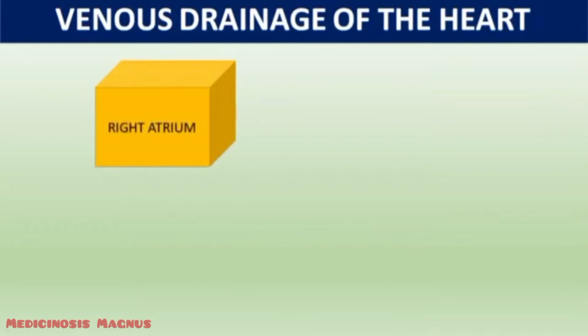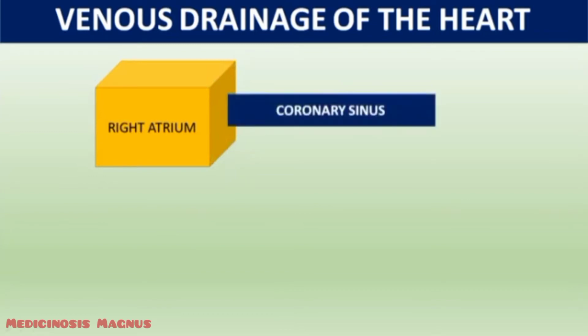This is the right atrium. This is the anterior part of the right atrium, and this is the posterior part of the right atrium. From the posterior part of the right atrium, there is this coronary sinus. This coronary sinus gets blood from all over the heart and drains into the right atrium, just like the superior vena cava draining from the upper half of the body and the inferior vena cava draining from the lower half.